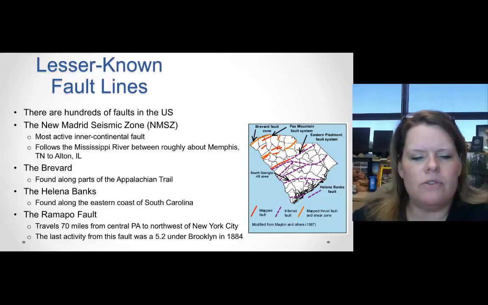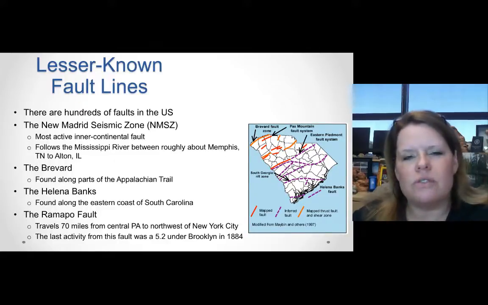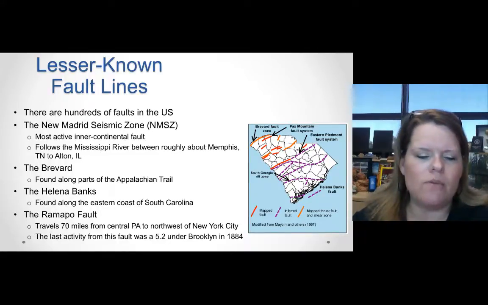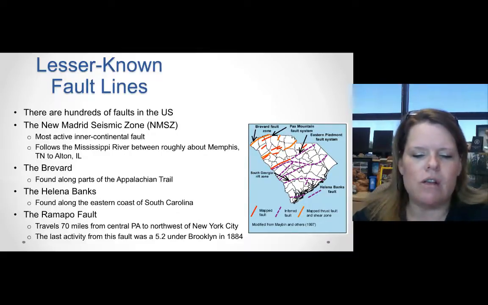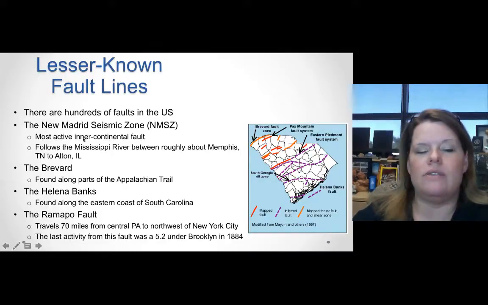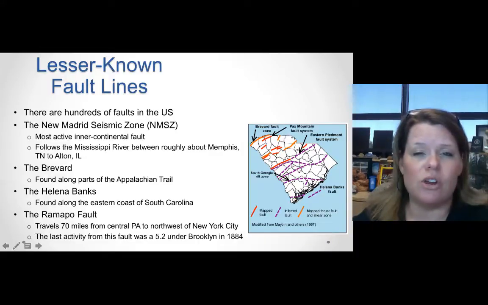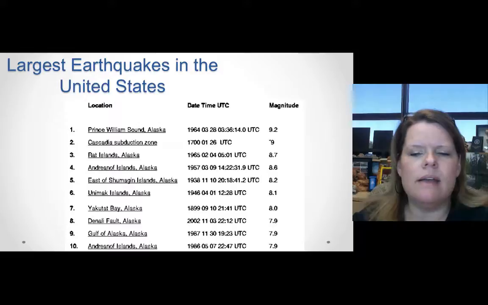The Brevard is the fault along the Appalachian Trail. The Helena Banks is found on the eastern coast of South Carolina, and the Ramapo Fault travels 70 miles from central Pennsylvania to northwest of New York City. The last activity from this fault was a 5.2 on the Richter scale under Brooklyn in 1884. This one, however, has created some pretty impressive earthquakes and is an interesting story to look into over a 3-month period. The largest earthquakes in the United States typically occur along subduction zones.